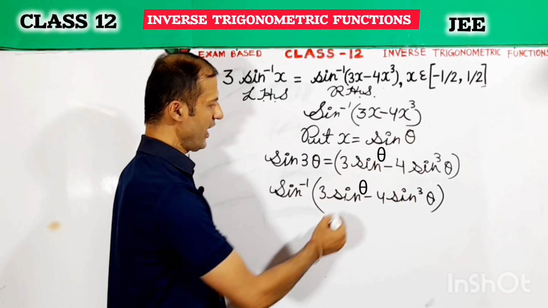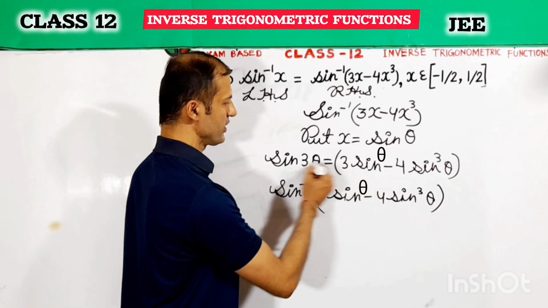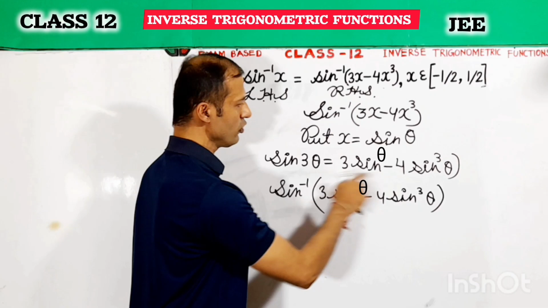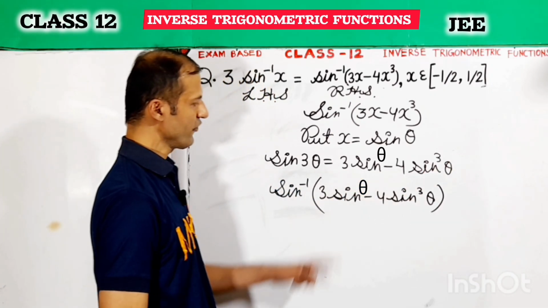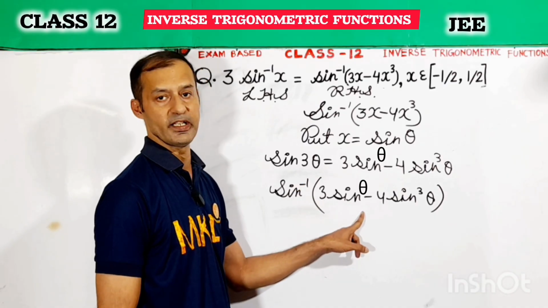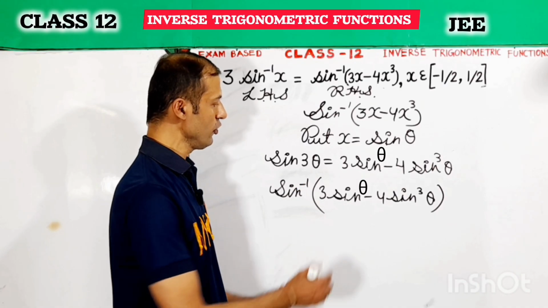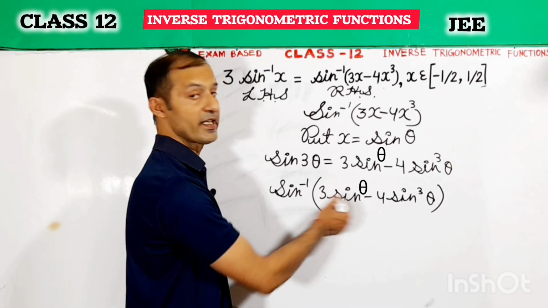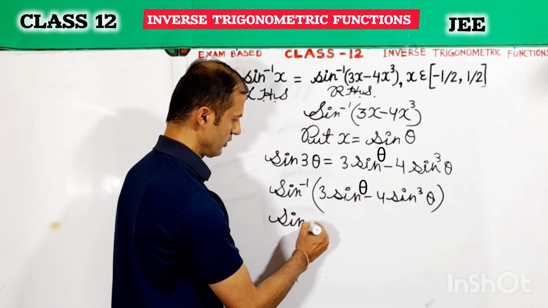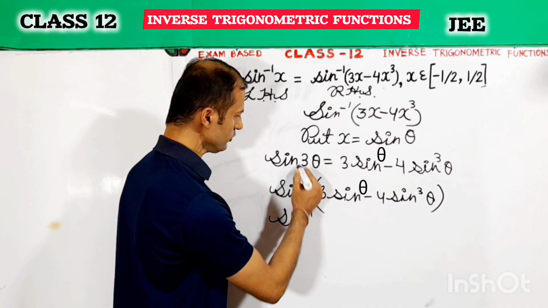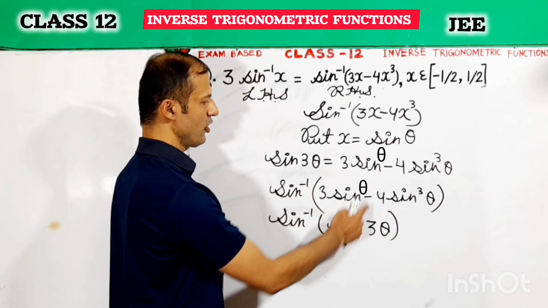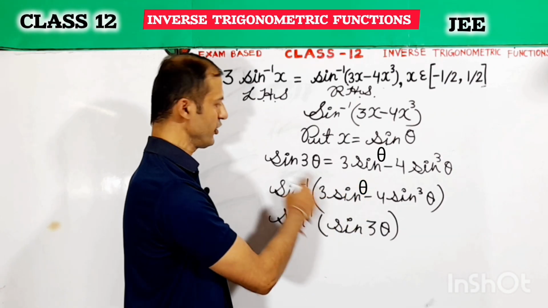As we know that this expression is equal to sine 3 theta, there is no need to apply the bracket. We'll keep the formula sine 3 theta inside in place of this, because after doing this we have to remove the sine by comparison. So here sine inverse, and it will become sine 3 theta. I have noted down this one because this is equal to this.